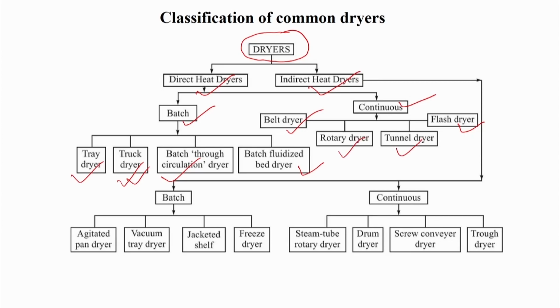In the indirect heat dryer, we have either batch or continuous drying processes. In batch drying we have the agitated pan dryer, vacuum tray dryer, jacketed shelf dryer, and freeze dryer. In the continuous indirect heat drying process, there is the steam tube rotary dryer, drum dryer, screw conveyor dryer, and trotter dryer. All these dryers are used for different drying operations. We will be discussing a few of them in detail.